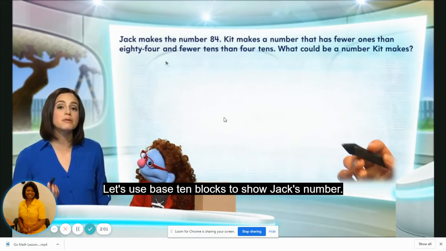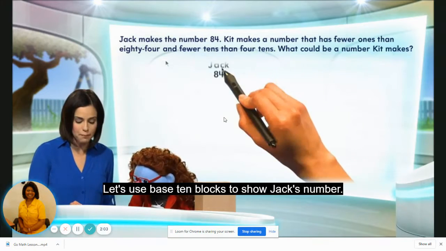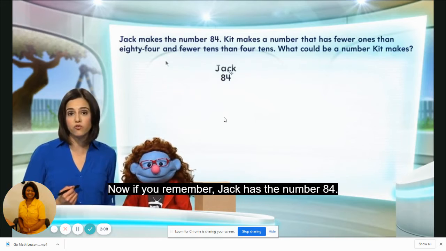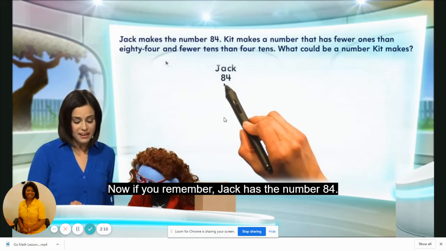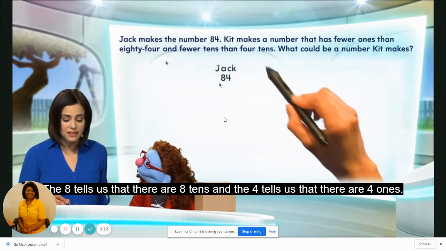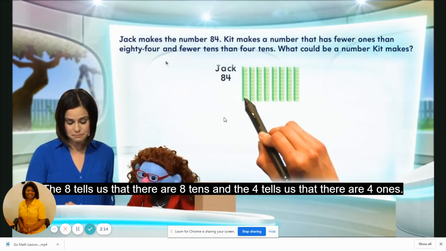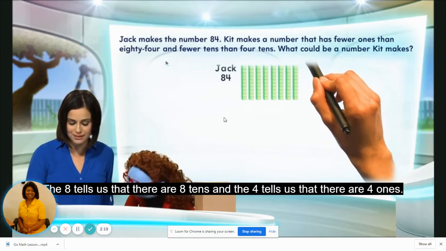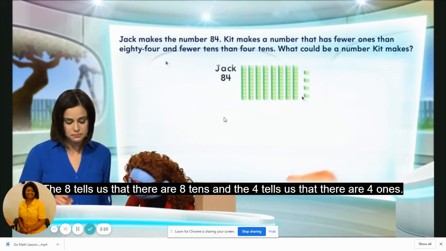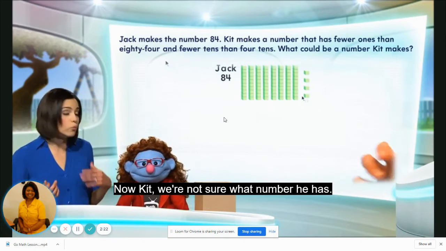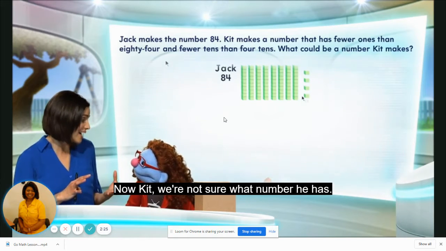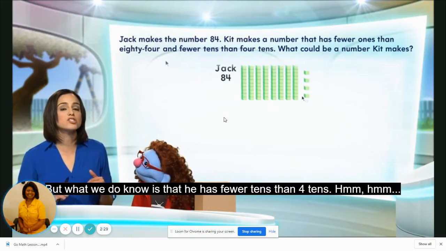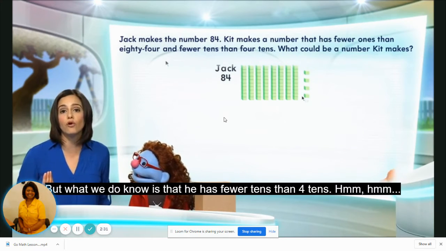Let's use base 10 blocks to show Jack's number. Now, if you remember, Jack has the number 84. The 8 tells us that there are 8 tens. And the 4 tells us that there are 4 ones. Now, Kid, we're not sure what number he has. But what we do know is that he has fewer tens than 4 tens.